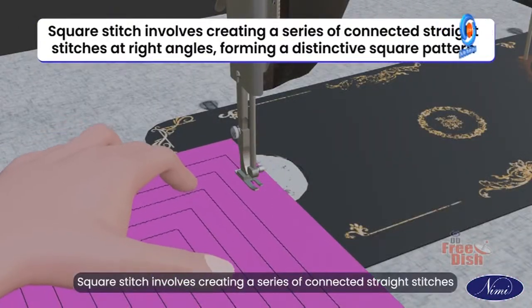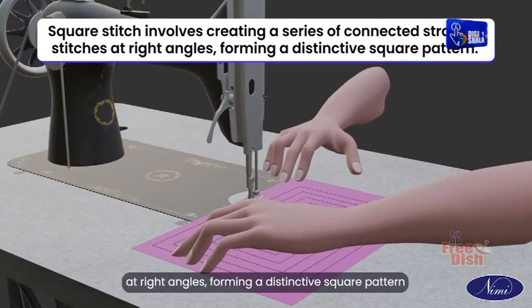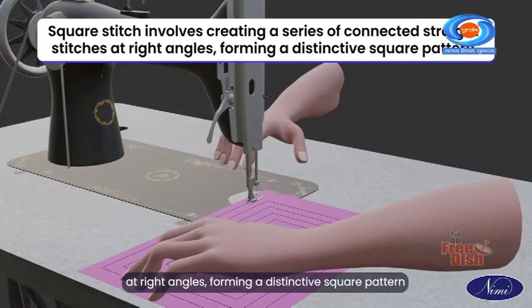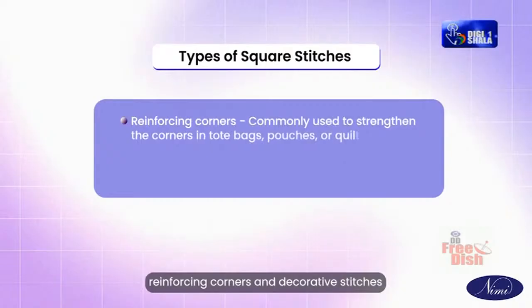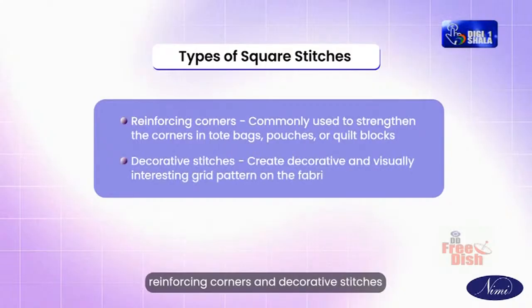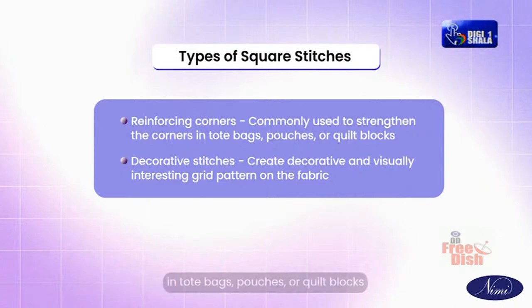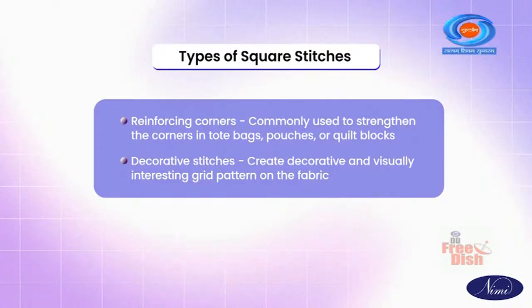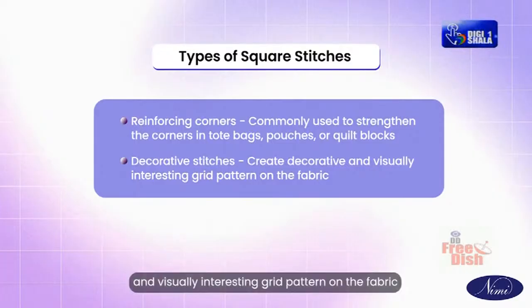Square stitch involves creating a series of connected straight stitches at right angles, forming a distinctive square pattern. There are two types of square stitches: reinforcing corners and decorative stitches. Reinforcing corners are commonly used to strengthen the corners in tote bags, pouches, or quilt blocks, whereas decorative stitches create a decorative and visually interesting grid pattern on the fabric.